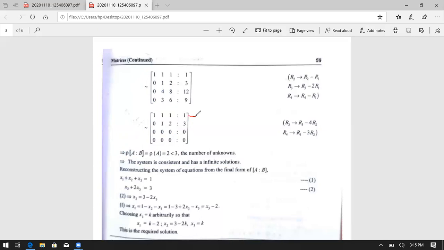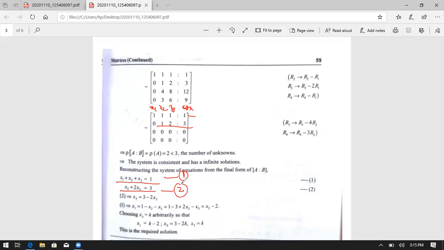You see, first here, this is the x1, x2, x3 and constant. Reconstruct it: x1 plus x2 plus x3 is equal to 1. I write here, this is equation 1. Next, second row, 1 is there, 2 is there. First x1 is 0, so 0 x1 removes x1. Neglect x1. After that, x2 plus 2x3 is equal to 3. I write here x2 plus 2x3 is equal to 3. That is equation 2.